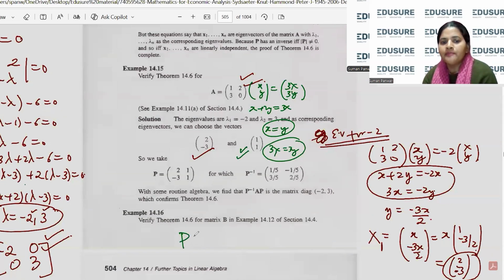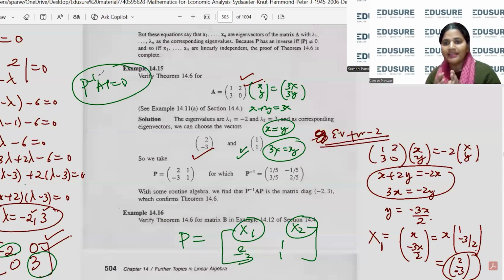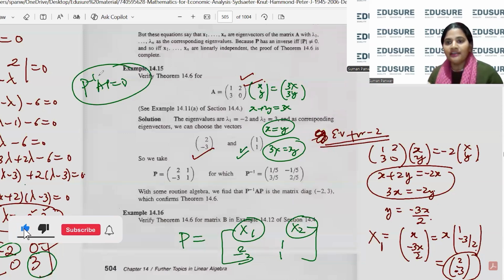So how do you calculate your P? Remember that the first vector will be x1 and the other will be x2, because x1 should be related to the first diagonal entry and x2 should be related to the second diagonal entry. So for x1, it is going to be (2, minus 3), and for x2, it is going to be (1, 1). So I have created my P, and now you just have to confirm that P inverse AP is equal to D. If a matrix is diagonalizable, P inverse AP is equal to D, where D is the diagonal matrix formed by the eigenvalues of the given matrix, and P is formed by the columns which are eigenvectors associated to these eigenvalues. So this is the concept of diagonalization of a matrix.